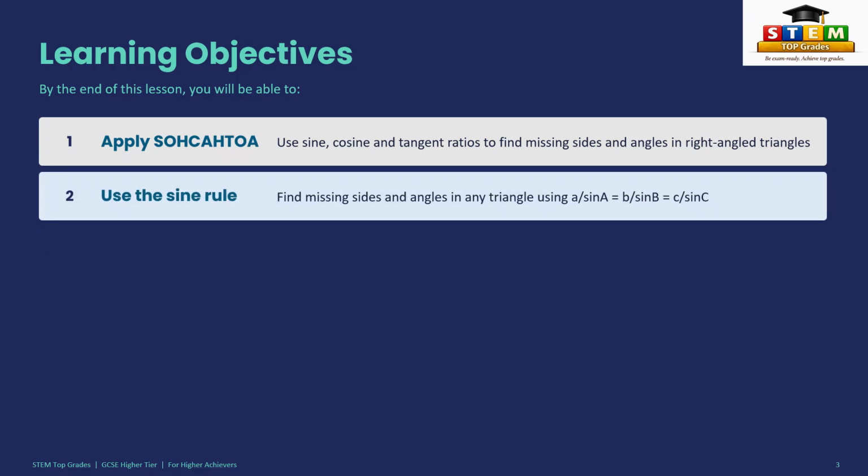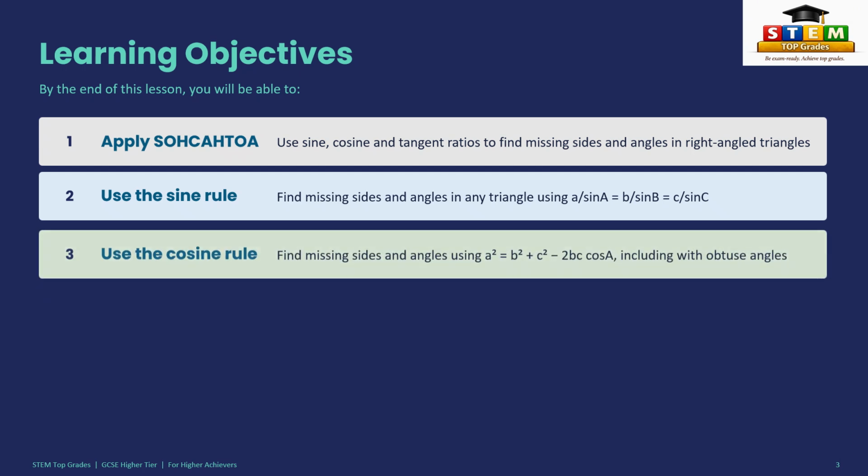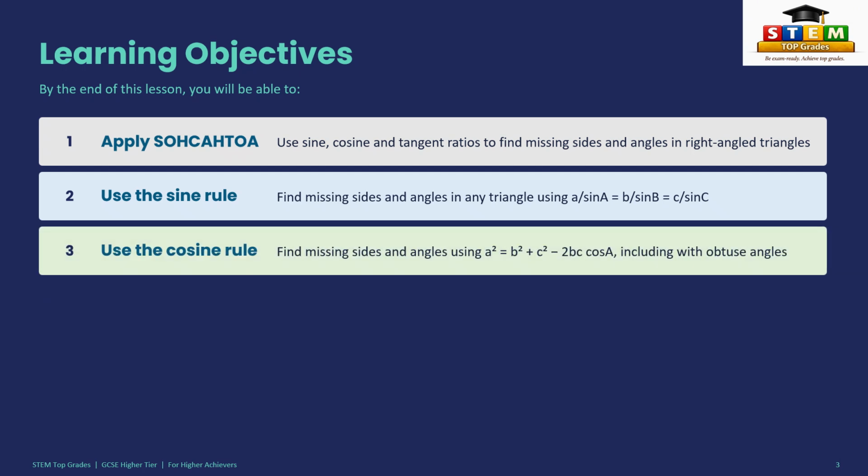Use the sine rule. We are finding missing sides and angles in any triangle using a over sine A, b over sine B, and c over sine C. Use the cosine rule. Find the missing sides and angles using a squared equals b squared plus c squared minus 2bc cos A, including with obtuse angles.